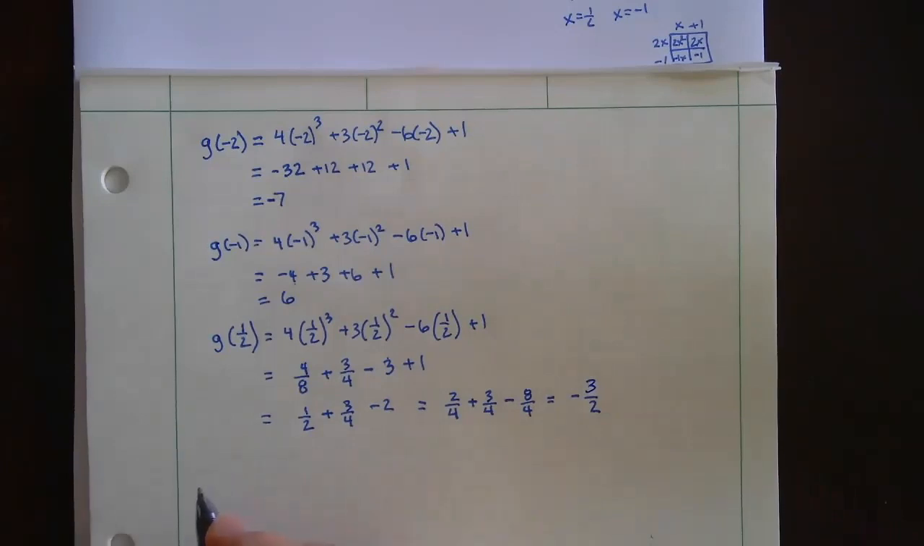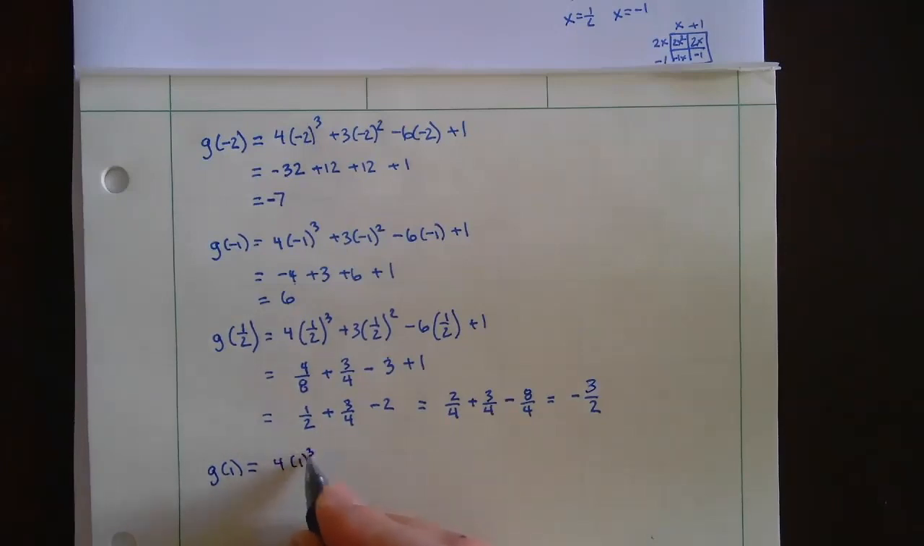Okay, and then we need to do g of 1. That one's going to be the easiest one. So this would be 4 times 1 cubed plus 3 times 1 squared minus 6 times 1 and plus 1. So this would be 4 plus 3 minus 6 plus 1. So that would give you 2.